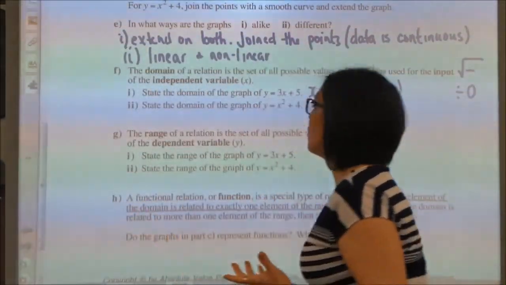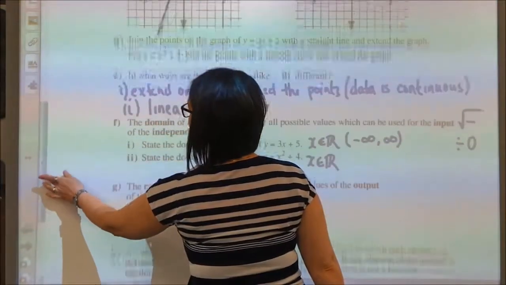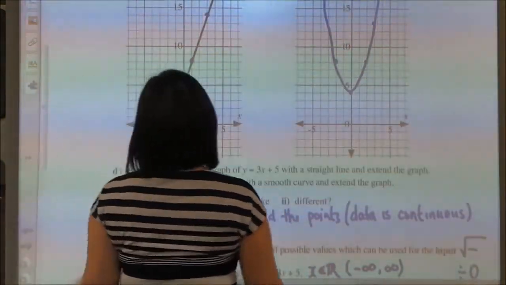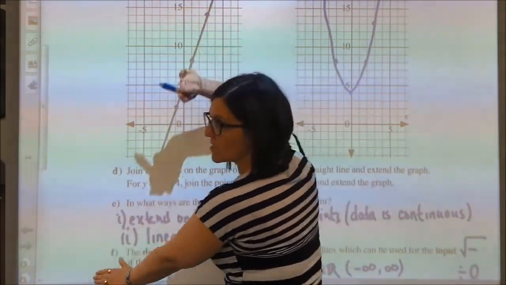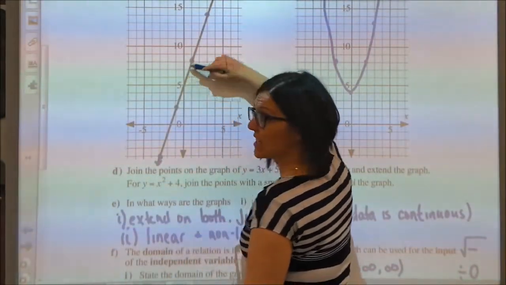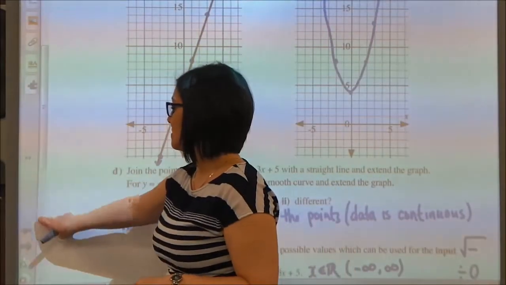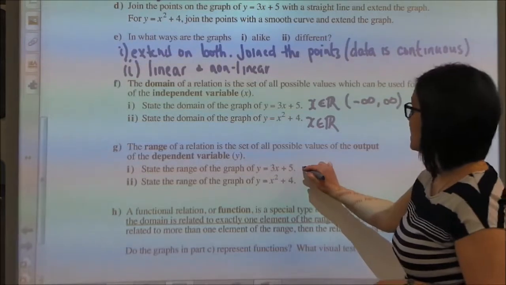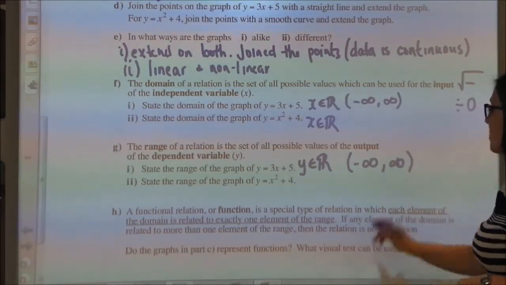The range are my outputs, my y values. The graph is sometimes a really good place to look at your domain and range as well. If I extend this down, my y values are just going to get smaller and smaller indefinitely. They're also going to get bigger and bigger indefinitely. So what y values make up my range? Going up to infinity or to negative infinity. So I could say y can be a real number, or y can be from negative infinity to positive infinity.